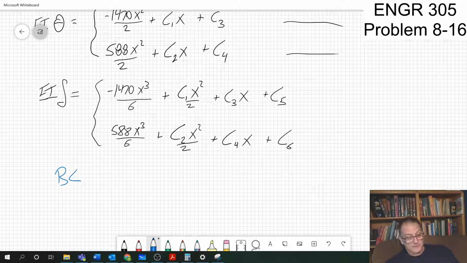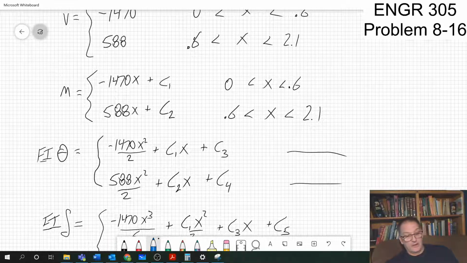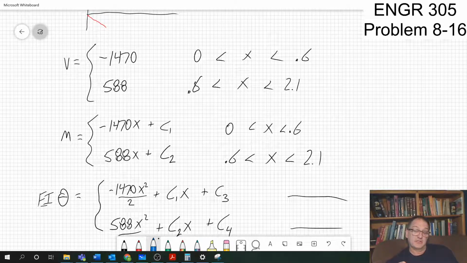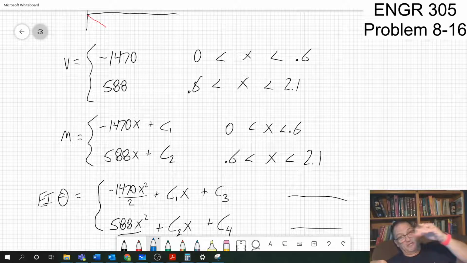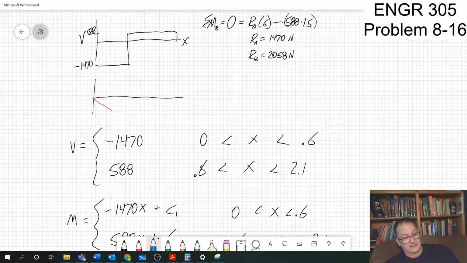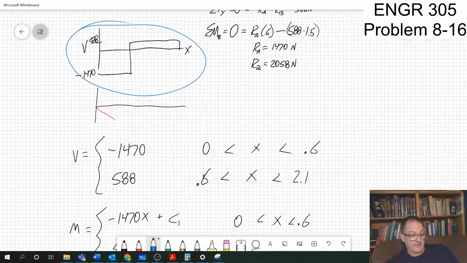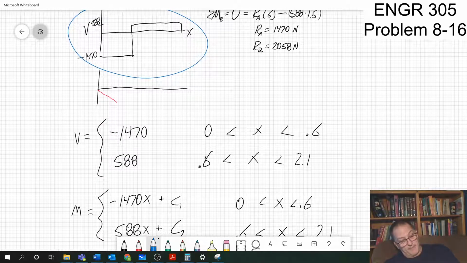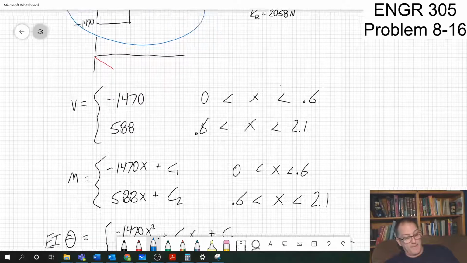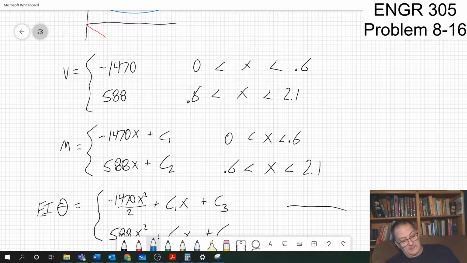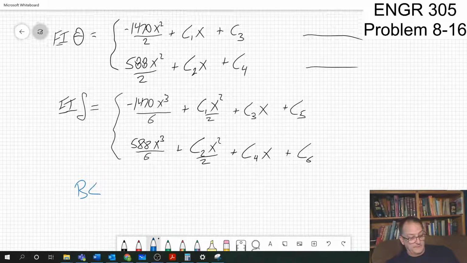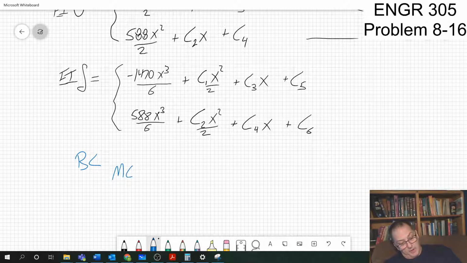I know, well, I don't have any shear. I know the shear at the ends is, well, I don't really know the shear is 0 at the ends because it already jumps to a constant. That's why I drew that. But I do know that my moment at the end is 0. So my moment at 0 is equal to 0.